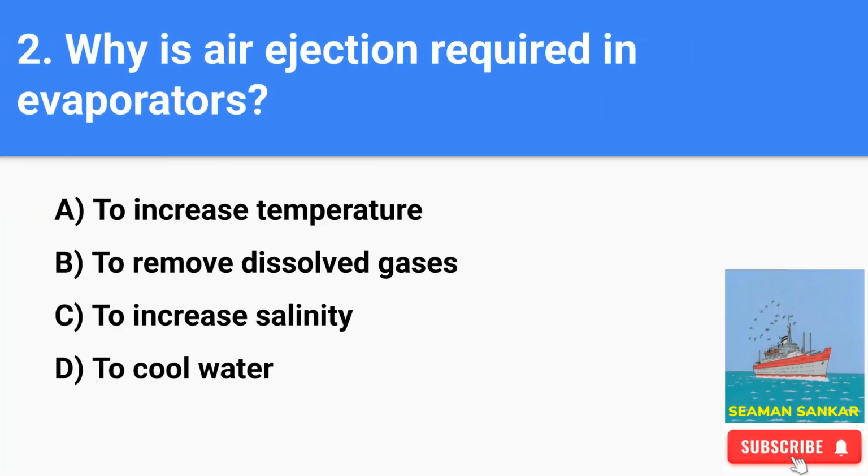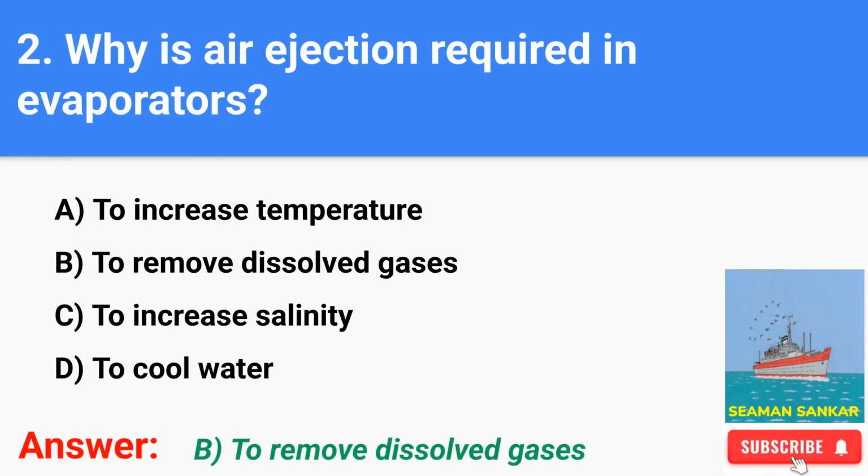Question 2. Why is air ejection required in evaporators? A. To increase temperature, B. To remove dissolved gases, C. To increase salinity, or D. To cool water. The correct answer is B. To remove dissolved gases. Air ejection is essential for removing non-condensable dissolved gases.